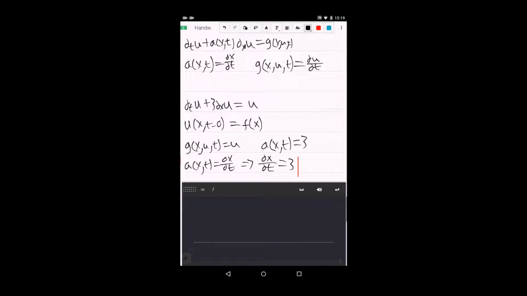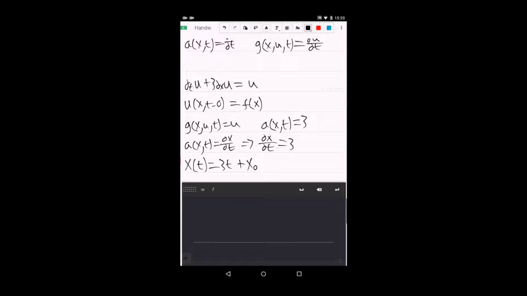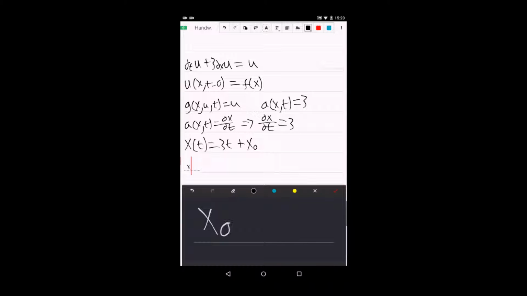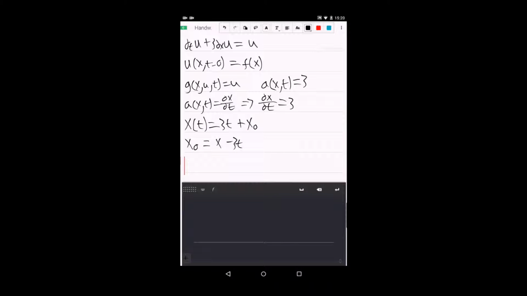That's pretty straightforward. That's just a linear equation. So we know that x of t equals 3t plus an integration constant, which in this case we will cleverly call x naught. So then we say that x naught equals x minus 3t. And x naught is the x that we will be using when we solve for the ODE. So now our ODE is du over dt equals u.